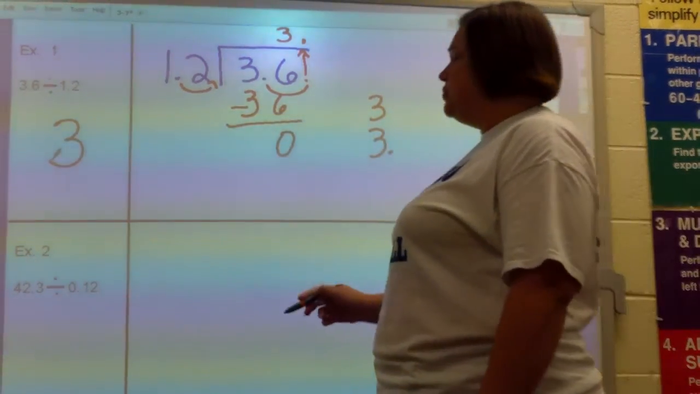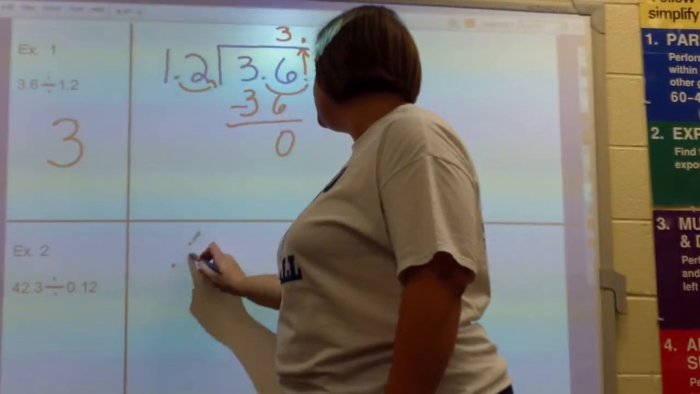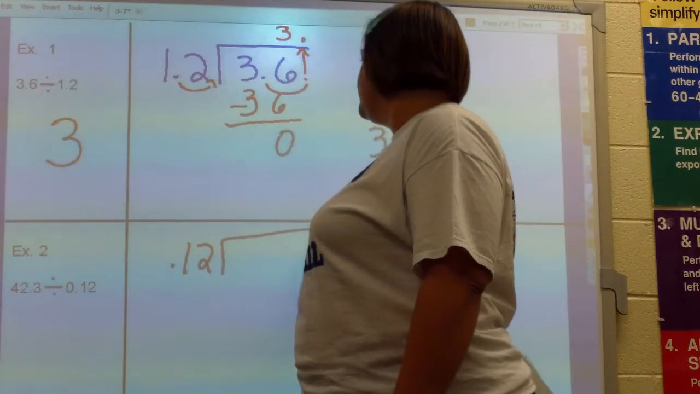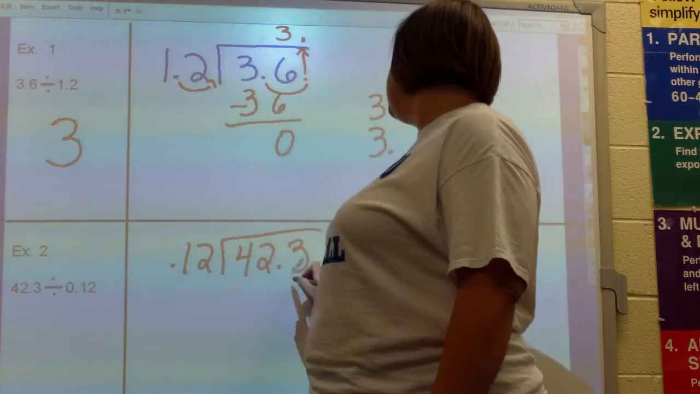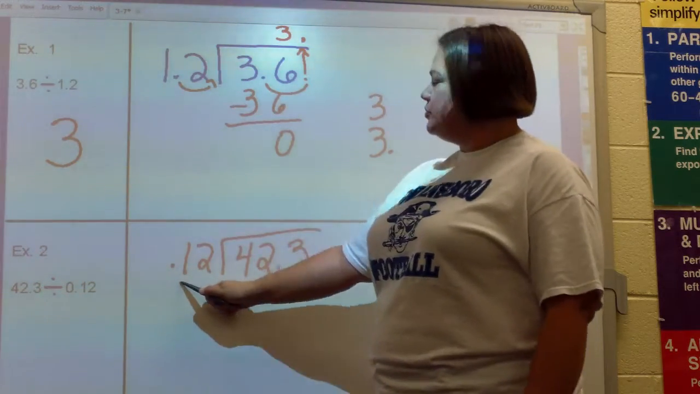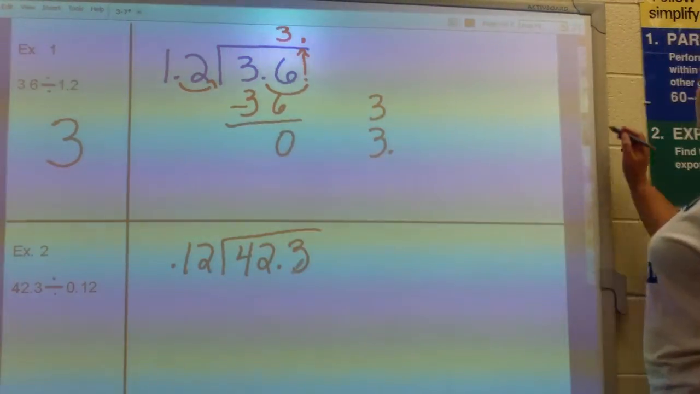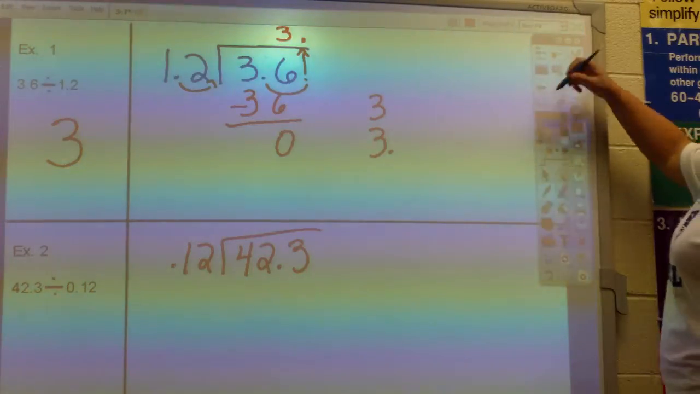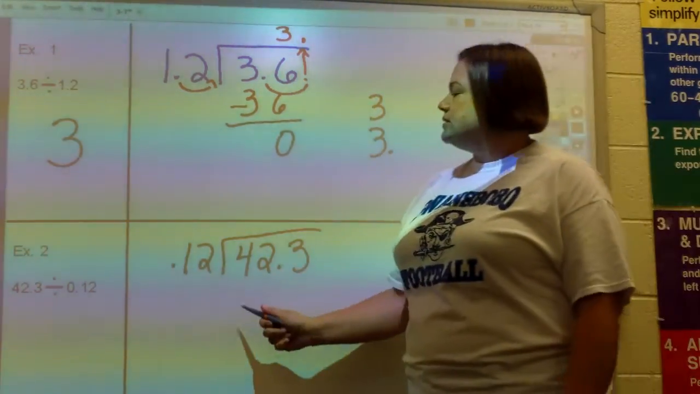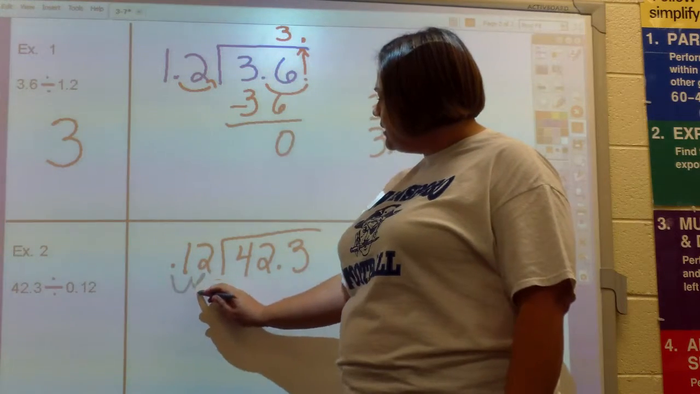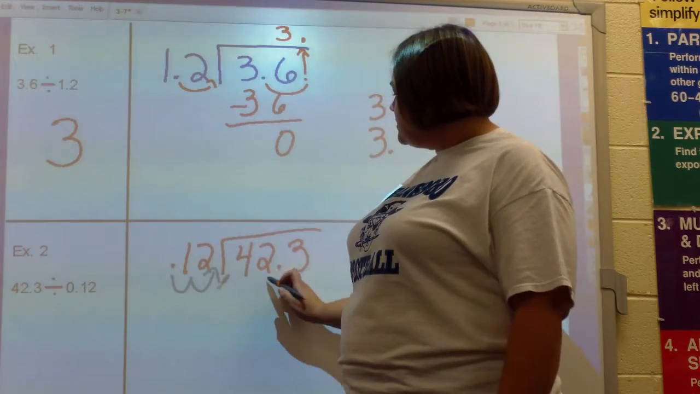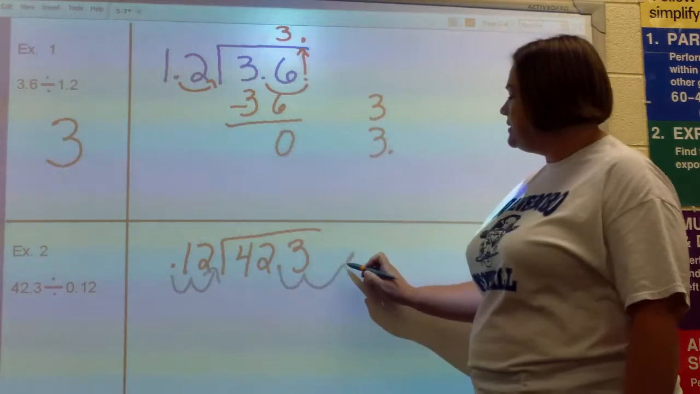Let's look at example 2. 0.12 divided into 42.3. I'm going to move my decimal 2 places to the right to make that a whole number, because I know that 12 is the same thing as 12 with a decimal point at the end. We just don't see it. So that moves over twice. I'm going to move this over twice.